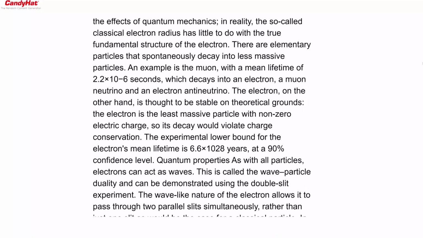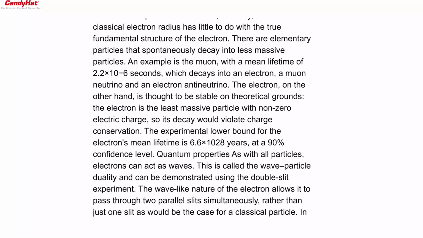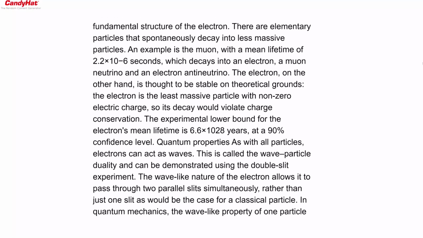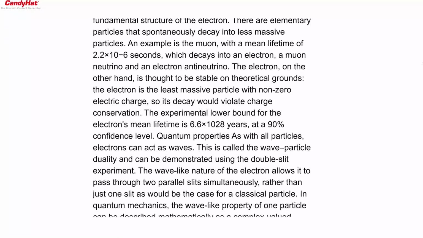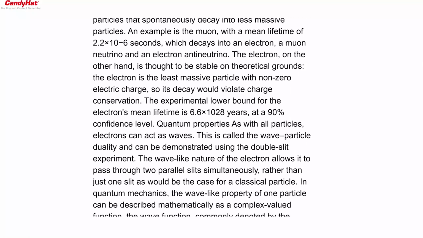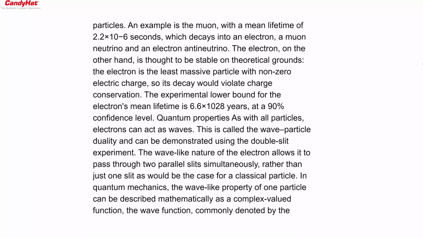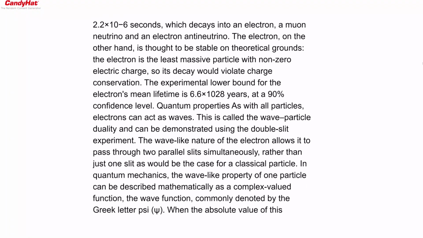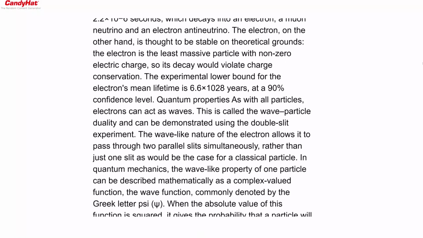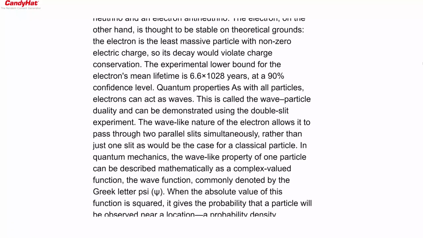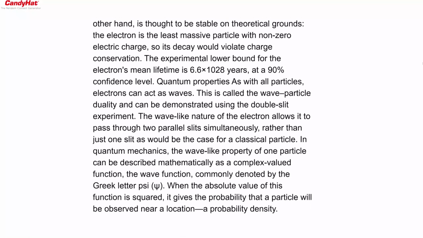There are elementary particles that spontaneously decay into less massive particles. An example is the muon, with a mean lifetime of 2.2 times 10⁻⁶ seconds, which decays into an electron, a muon neutrino, and an electron antineutrino. The electron, on the other hand, is thought to be stable on theoretical grounds. The electron is the least massive particle with non-zero electric charge, so its decay would violate charge conservation.